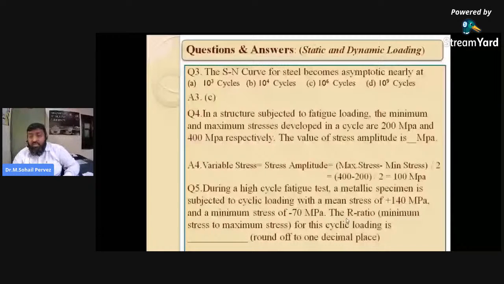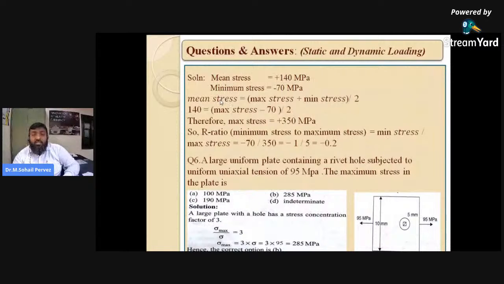I told you the plus and minus signs have significance with respect to tensile and compressive during a fatigue test or cycle. The R ratio is the minimum stress to maximum stress ratio for this cyclic loading. A simple formula is there: mean stress is equal to maximum stress plus minimum stress divided by 2. We have the mean and minimum, so we get the maximum stress. Now minimum stress divided by maximum stress gives the answer, so minus 0.2 is the answer for this question.